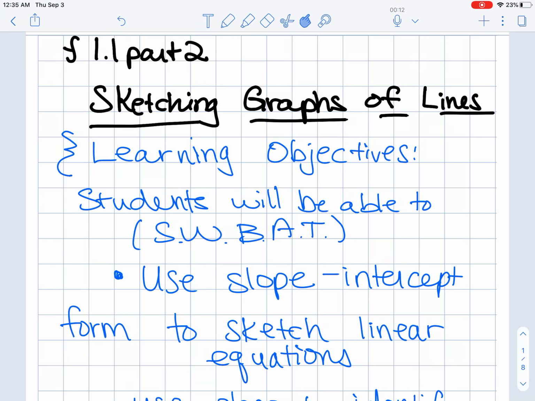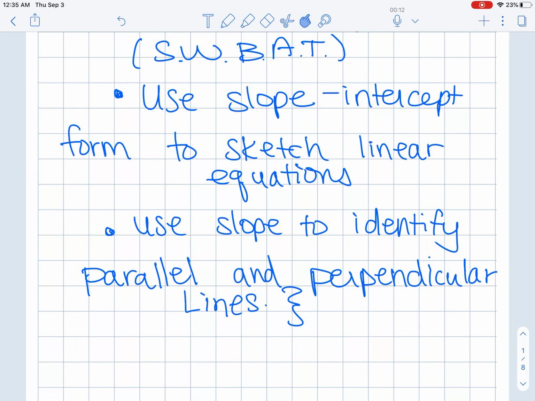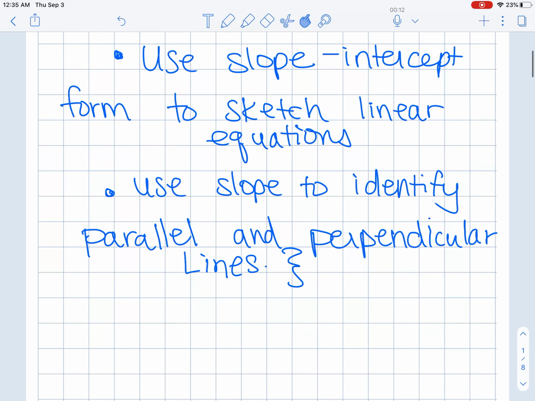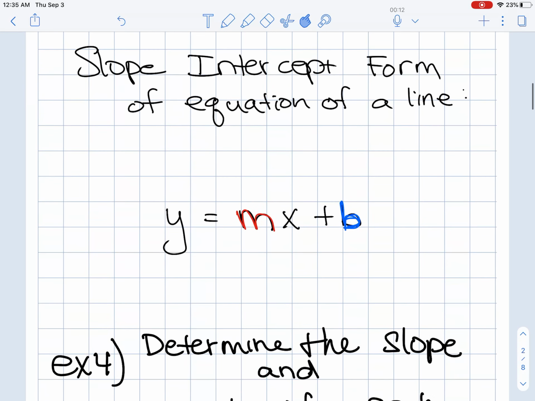Hi everybody, we're here and we are going to start on the second part of section 1 of chapter 1, which is sketching graphs of lines. And today you will be able to use slope-intercept form to sketch linear equations and use slope to identify parallel and perpendicular lines. So let's jump in.